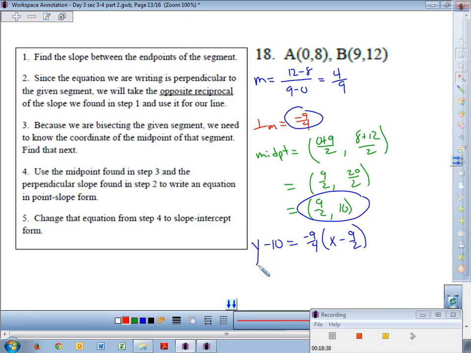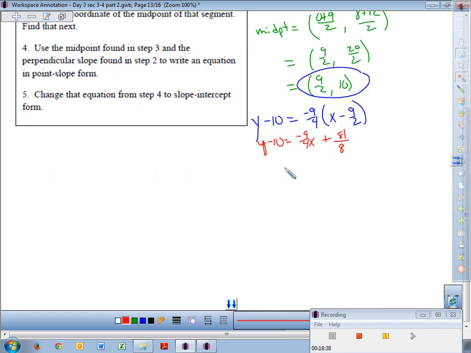Let's distribute the negative 9/4. Negative 9/4 times x is definitely that. And they're already both fractions. So sign first, negative times a negative will be positive. And now numerator times numerator over denominator times denominator.